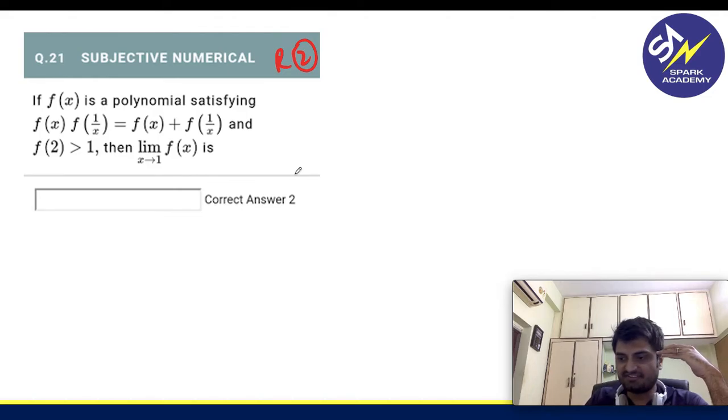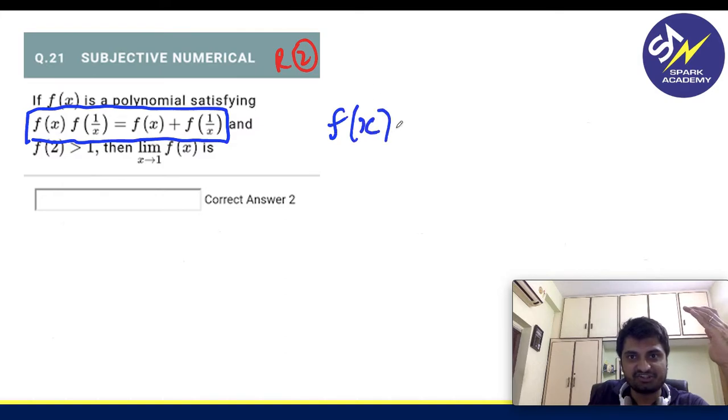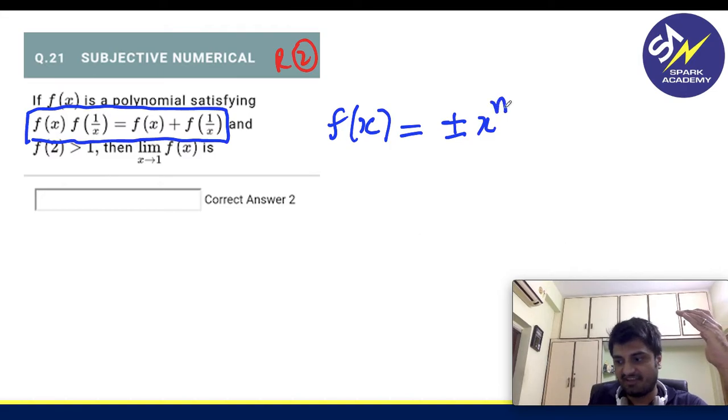Now look at this. This is a standard question, guys. We are doing the 21st question here of your NTA Abhyas test. So can you tell me which is that standard function, where f of x into f of 1 by x equals f of x plus f of 1 by x? If you remember this, we had discussed in our lecture class videos, f of x, I can write it as plus or minus x power n plus 1. Basically, this is what they are giving.